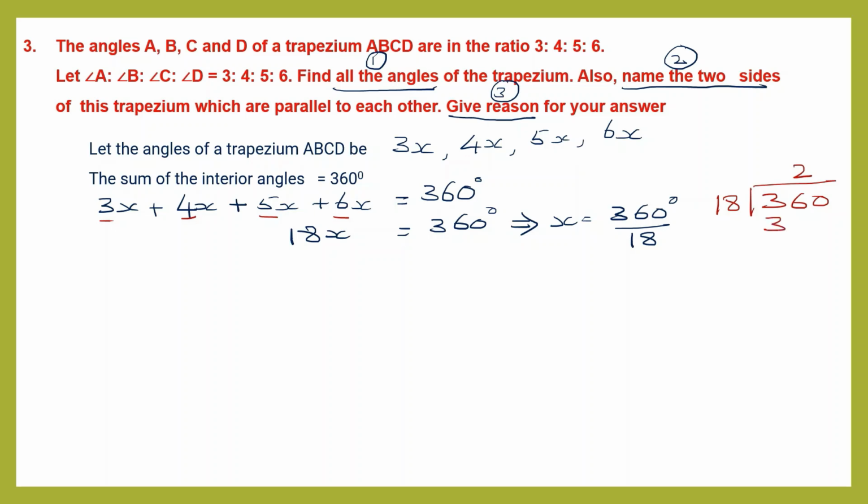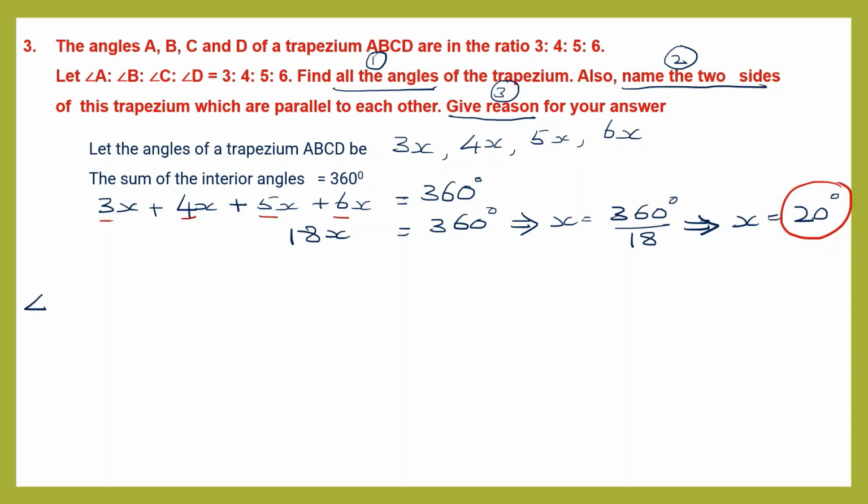18 twos are 36 minus, so I have a 0 which I carry up, 0 minus 0. So we have found the value of x to be 20. So x is equal to 20 degrees. Now we are going to use this to find the value of all the angles. So let's start with angle A.